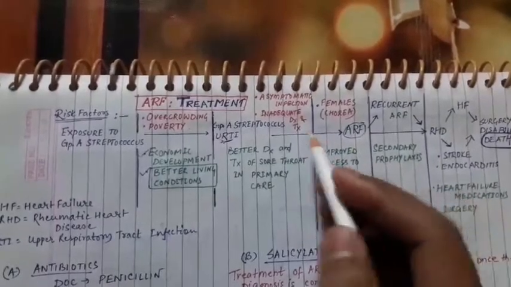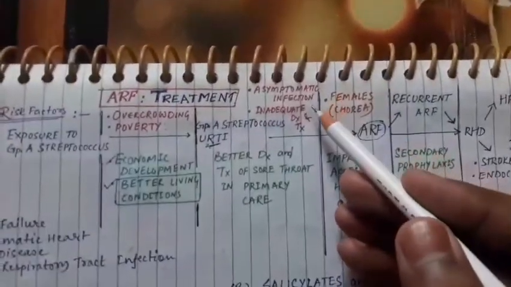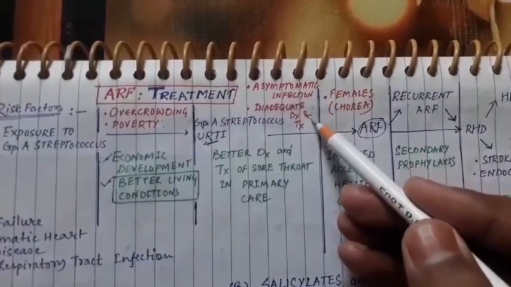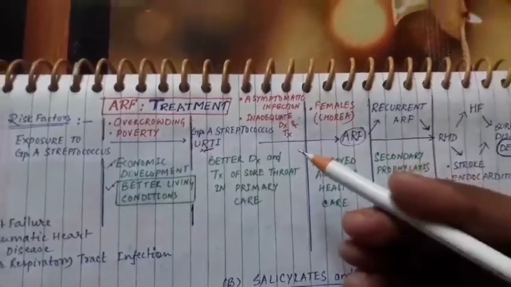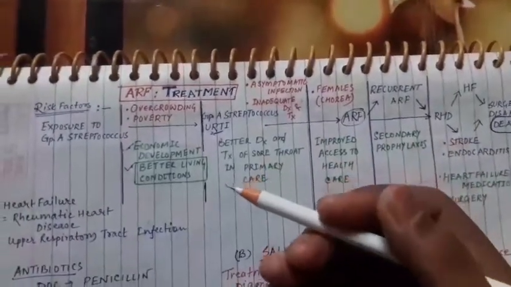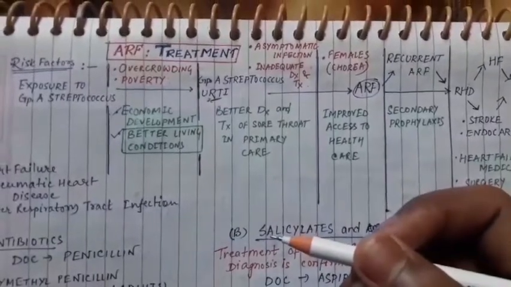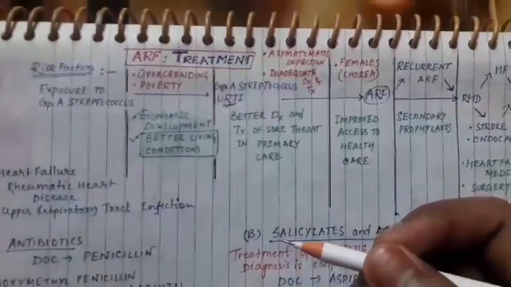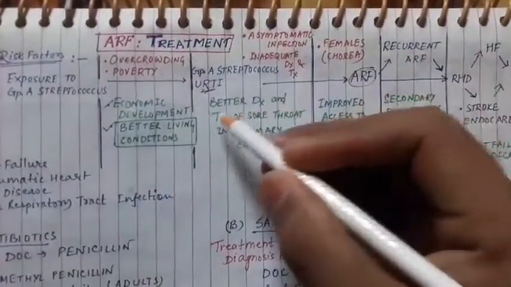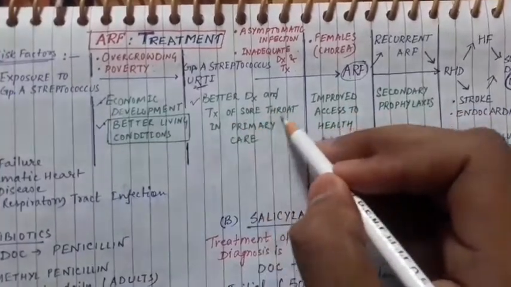The risk factors are asymptomatic infection, inadequate diagnosis and treatment, and failure to seek health care for sore throat. These may lead to acute rheumatic fever. We can avoid these risk factors by having better diagnostic systems and better diagnosis and treatment of sore throat.